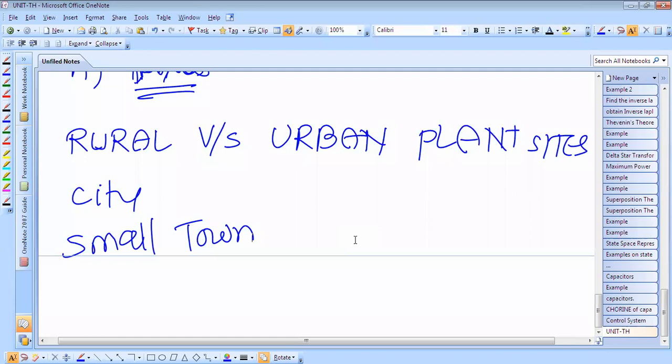It also has some disadvantages. Skilled labor is not available. Suppose your industry requires skilled labor for the processing of any raw material.